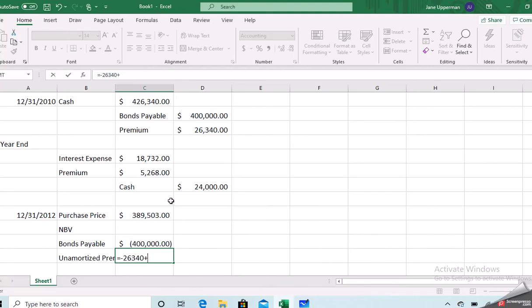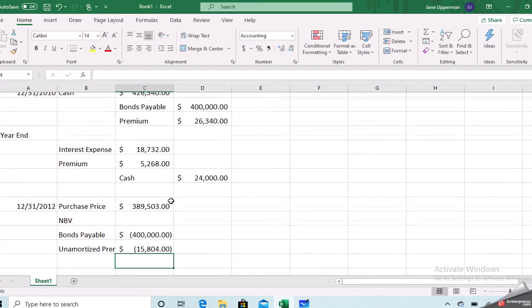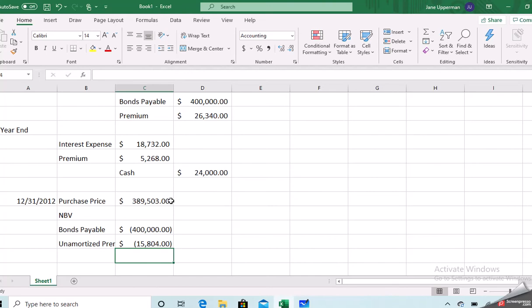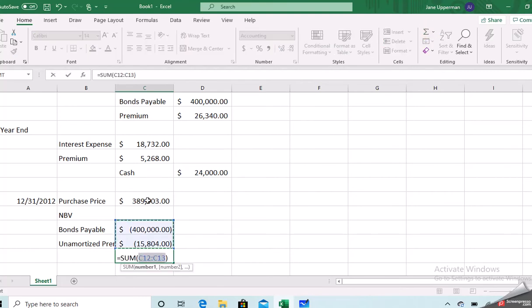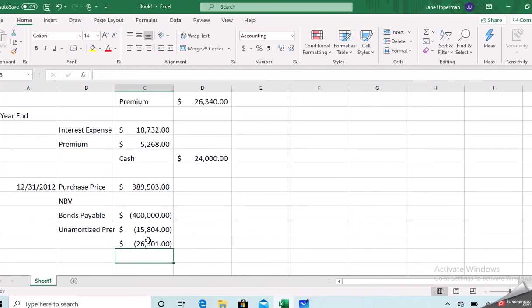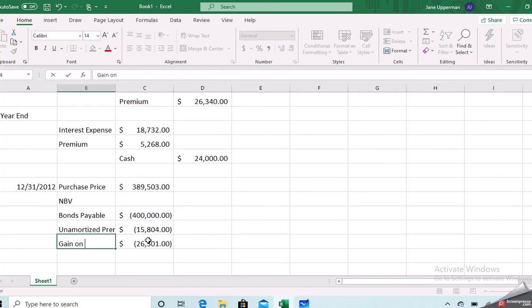plus, or how about I put it in parentheses? So the 26,340 minus 5,268 minus 5,268. So 2 years of amortization. Let's see if that worked out right. And that does. So the unamortized premium is $15,804. So then now if we subtotal those, or sum those, I should say, that gives us our gain. So that's our gain on the debt extinguishment or retirement, however you want to word that.